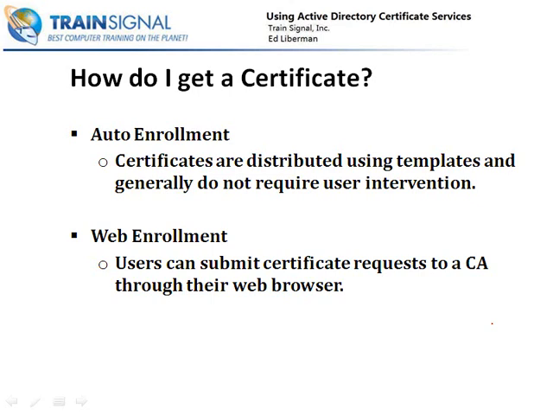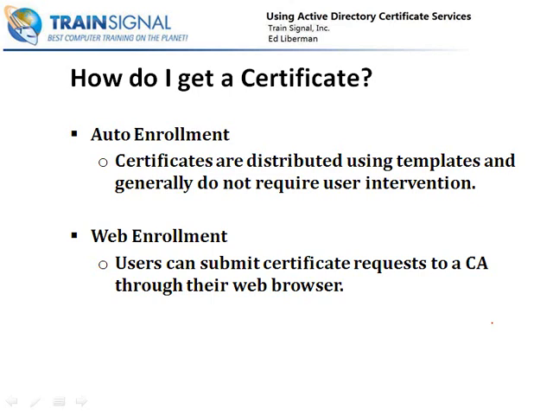You're going to have to go through whatever measures that public CA asked you to go through, whether it be providing address and phone number, maybe officers of the company, write a letter on letterhead. There's all kinds of things that have to be done to validate who you are to a public CA. Auto enrollment is something you can do in an internal PKI environment.